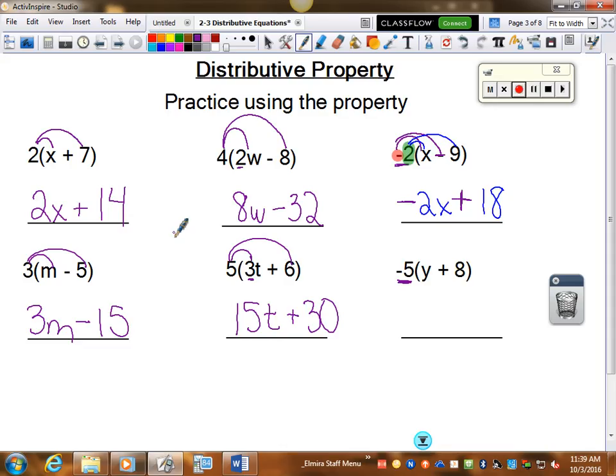The other possibility is that you just distribute as normal, and you say that if there's a negative sign out front, it changes this sign. Usually the middle sign we just bring down. But if there's a negative on the outside, it changes all the signs. So this plus would become a minus. So negative 5 times y would be negative 5y. And then 5 times 8 is 40. And I've already changed this sign, so I don't have to write minus and negative 40, because that would be wrong. So either way of thinking about it, as long as you get the correct signs and the correct numbers, is fine.